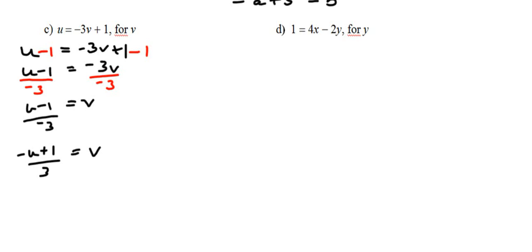Okay, how about you try D now? Just pause the video and isolate for y. All right, so here we go. We're going to try and isolate for y. So y has 4x being added to minus 2y. So I'm going to subtract 4x on both sides to get it away from the 2y.